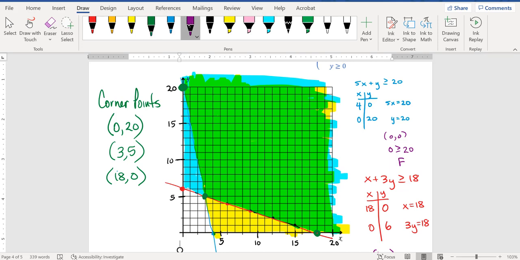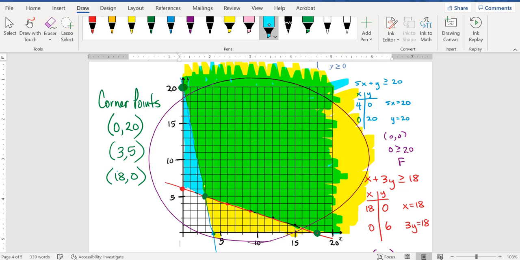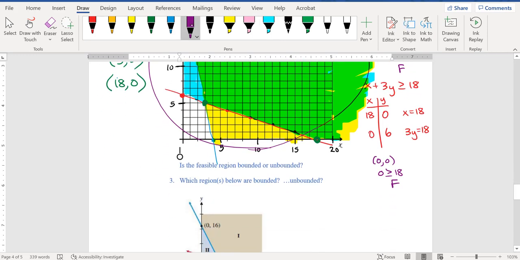Now, can I draw a circle around this? And I'm going to pretend like I can. And then I'm going to tell you, don't forget that this goes on forever this way, right? And this way. And then the blue also goes on forever this way and this way. So am I able to draw a circle around that feasible region and keep the feasible region inside that circle? The answer is no. So this is an unbounded feasible region.